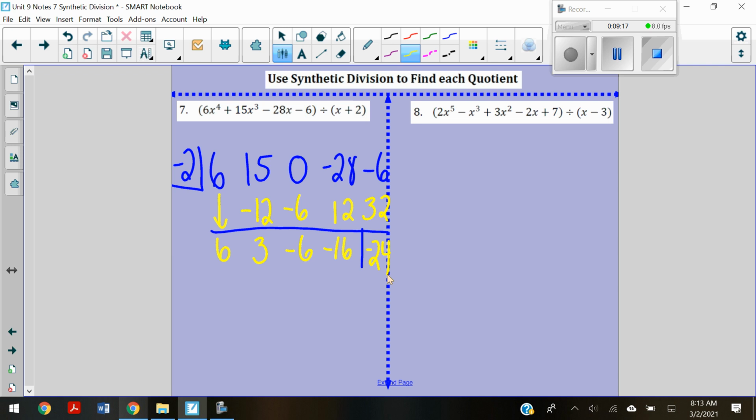Okay, so we have a remainder. That's totally fine. So we still go 1 power less from where we started. So 6x to the 3rd plus 3x squared minus 6x minus 16. And then this is a negative 24. You can do minus 24 over, or you can make it a plus negative 24 over x plus 2. Both of those are equivalent.